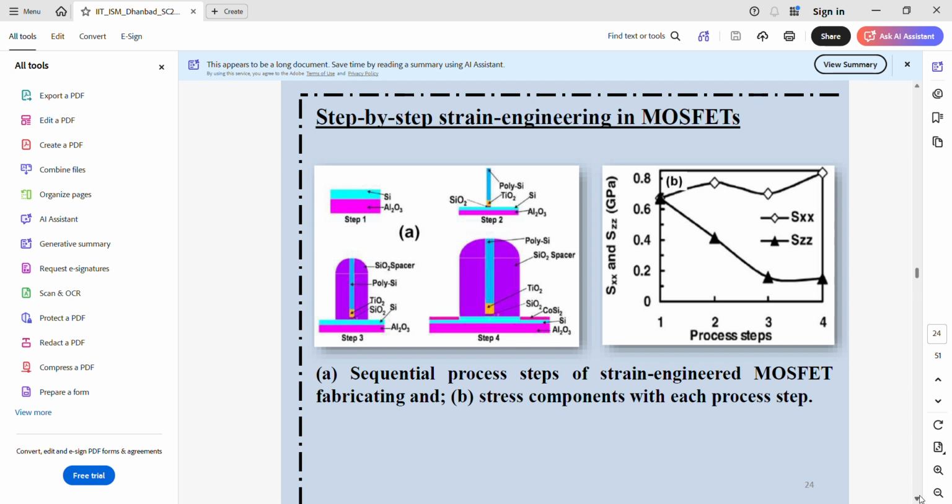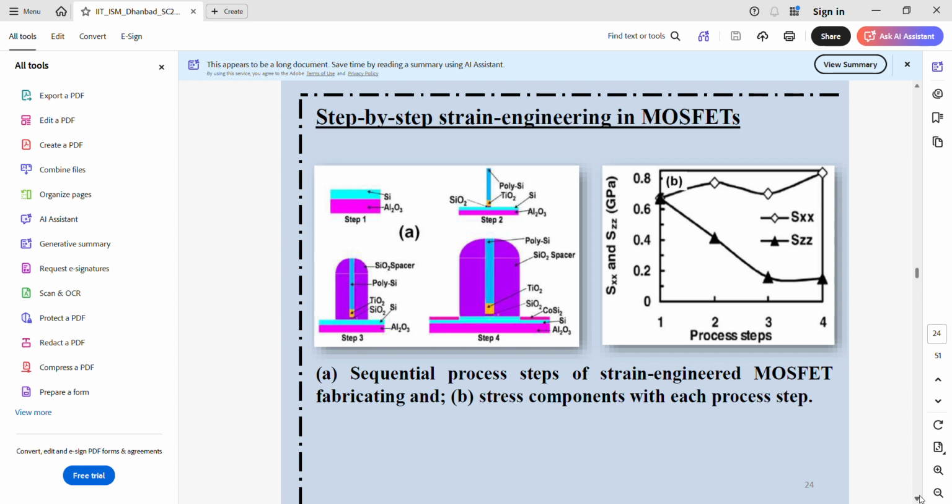Next, the most important part of the research, that is process-specific strain engineering. It follows in 4 parts for the simple MOSFET device. First, the built-in strain in the silicon due to the underlying Al2O3. Then, formation of the gate stack, that is SiO2, a 1 nanometer thin layer, then TiO2 high-K gate dielectric, then polysilicon. Next, sidewall spacers of silicon dioxide, and finally cobalt silicide source drain strain.